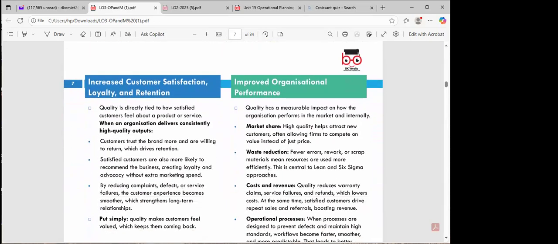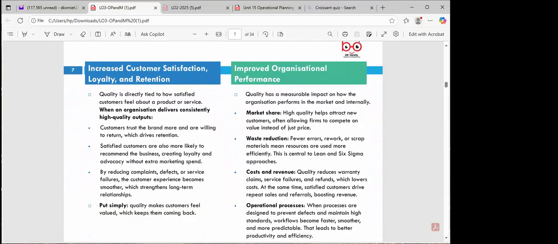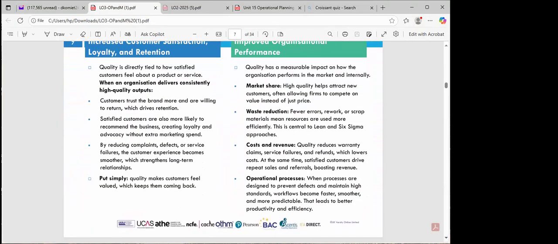Then we can look into increased customer satisfaction, loyalty, and retention. We did mention the last time that once customers are happy, you are able to gain their loyalty and keep them for a longer period of time. Quality is directly tied to how satisfied customers feel about a product or a service. When an organization delivers consistently high quality outputs, customers trust the brand more and are willing to return, which drives retention.